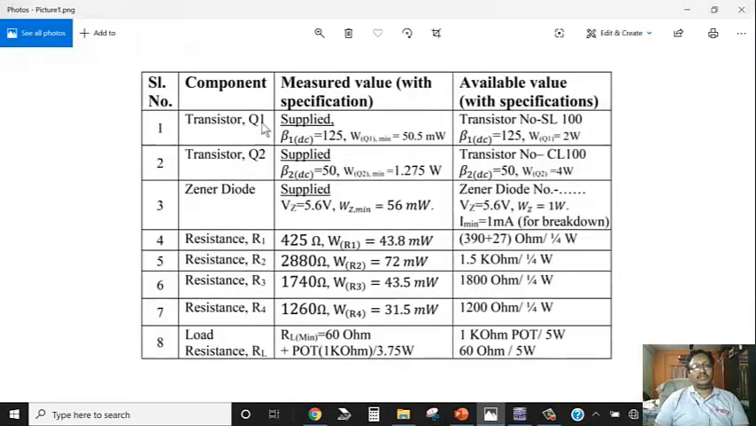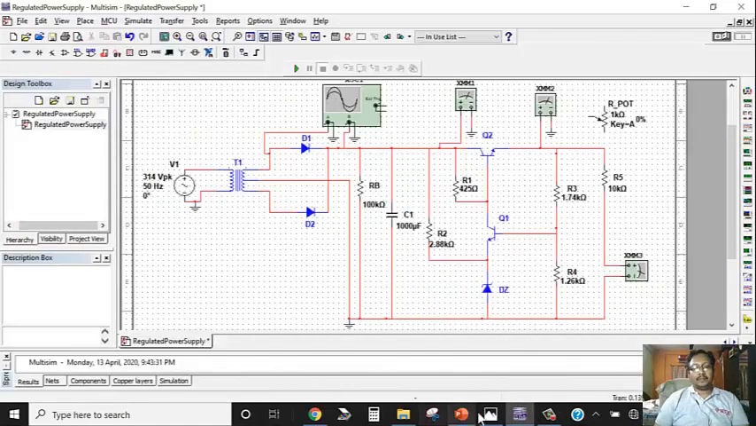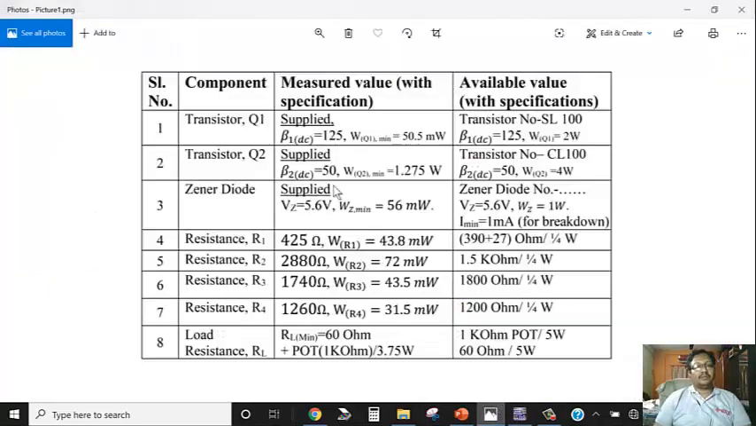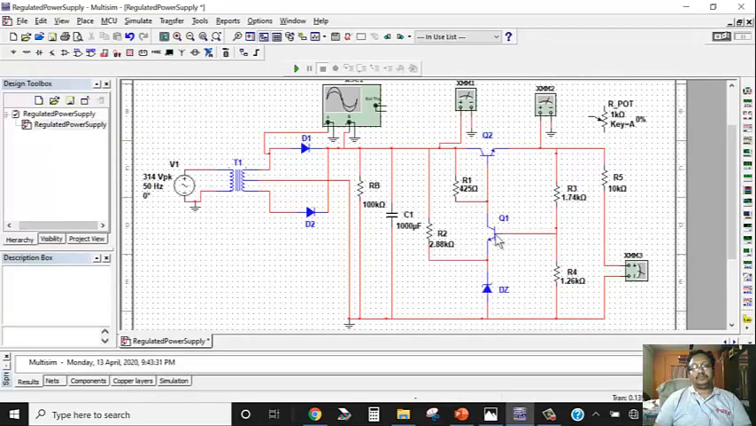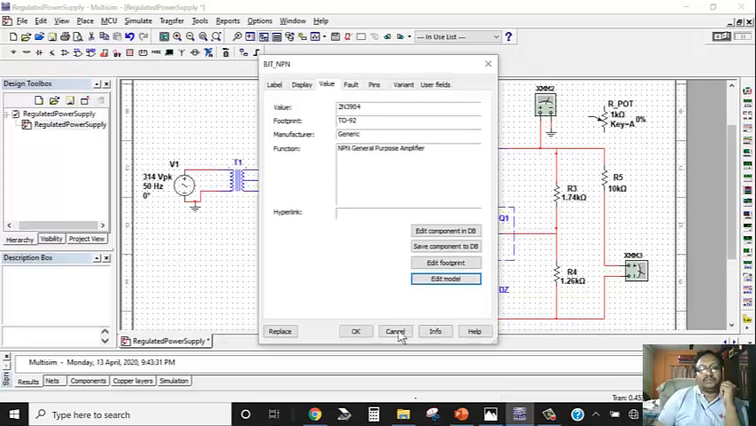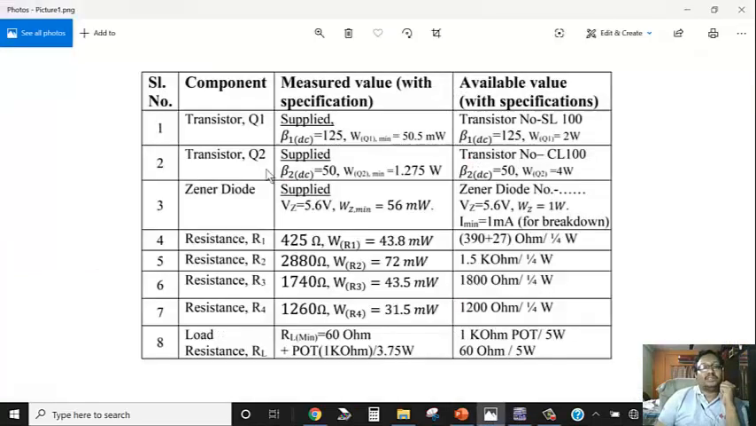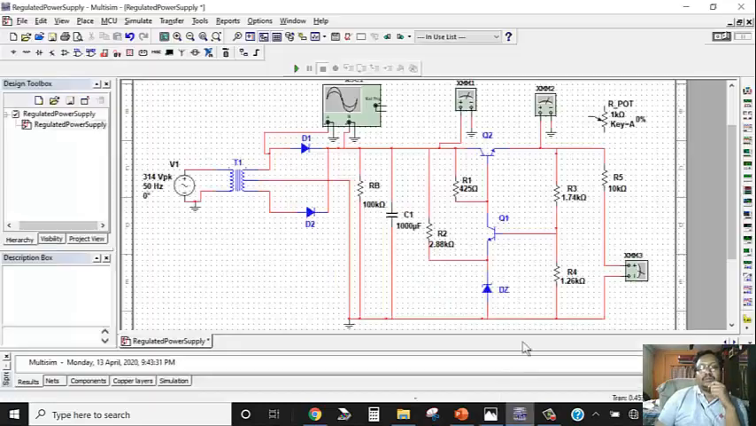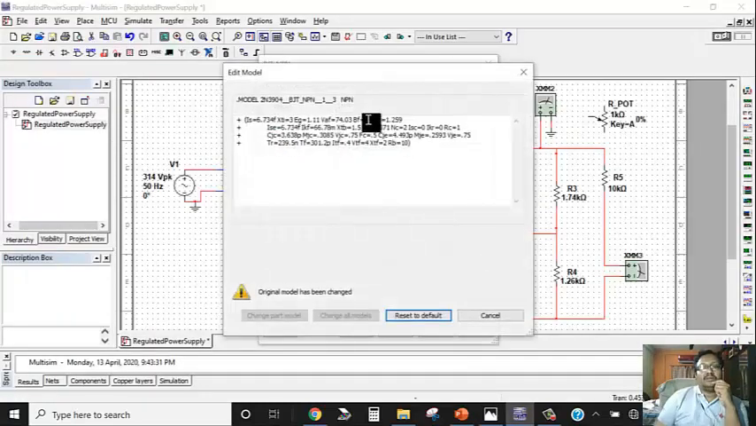This is the circuit as per our calculation. Q1, Q2 value has been set. The resistance values are taken. The transistors are selected accordingly. The beta 1 value for the transistor 1 is 125. How to set that value? Just go to the edit model parameter. The forward beta is equal to 125. So you can set it. And similarly, the beta 2 value for the transistor Q2, which is the first transistor, is 50. That also you can set to 50.